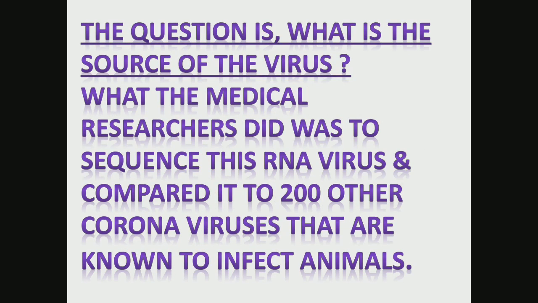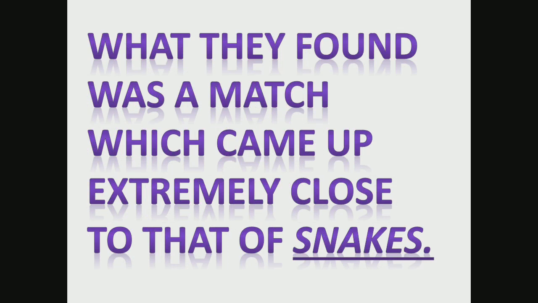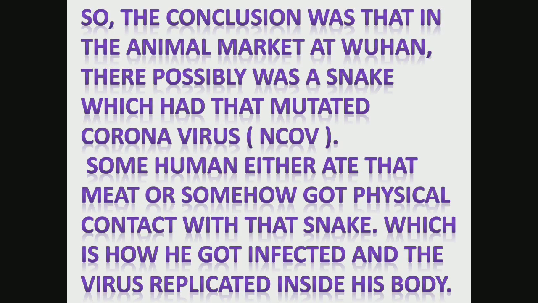The question is, what is the source of this virus? What the medical researchers did was to sequence this RNA virus and compare it to 200 other coronaviruses that are known to infect animals. What they found was a match which came up extremely close to that of snakes. So the conclusion was that in the animal market at Wuhan, there possibly was a snake which had that mutated coronavirus, nCoV as we call it now.